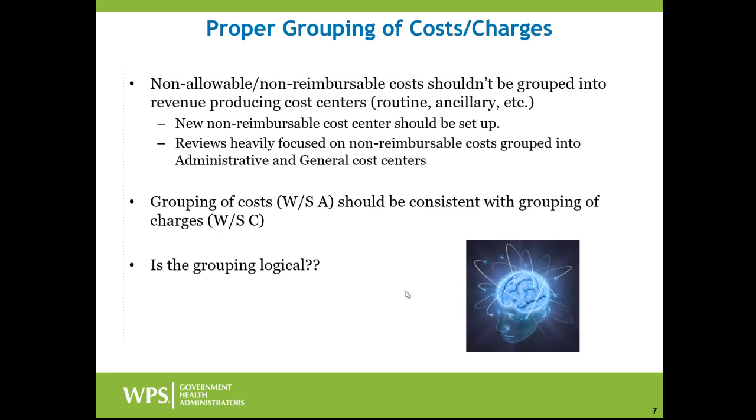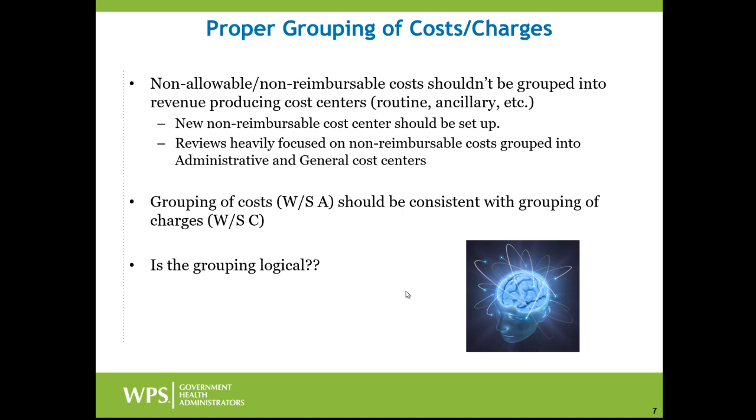Another very important thing that we would be looking for is if non-allowable or non-reimbursable costs were somehow grouped into a revenue-producing cost center. Just as a note, when I say revenue-producing cost center, generally I'm talking about either routine cost centers like adults and peds, or ancillary cost centers that have their own separate charge for every type of service. That's what we're talking about. The operating room, lab, things like that.